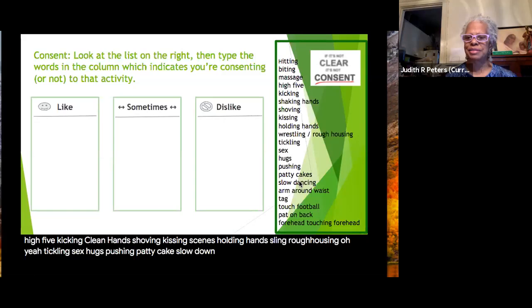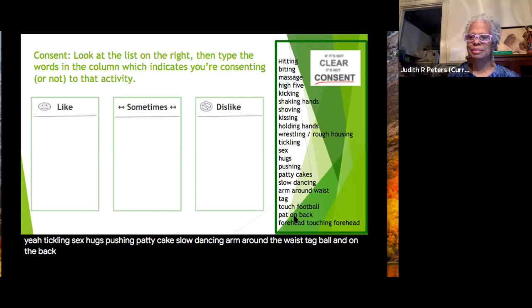Slow dancing, arm around the waist, tag, touch football, pat on the back, and forehead touching forehead.